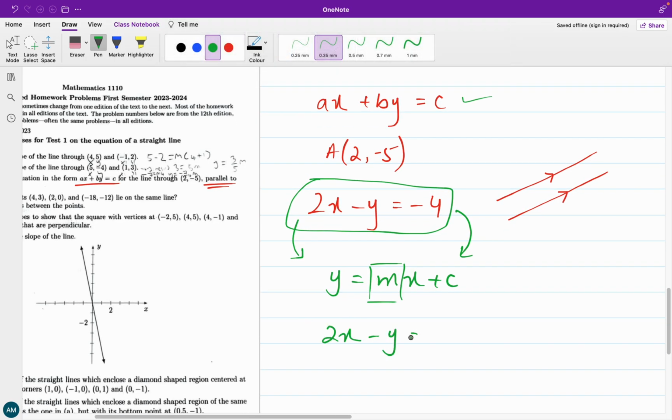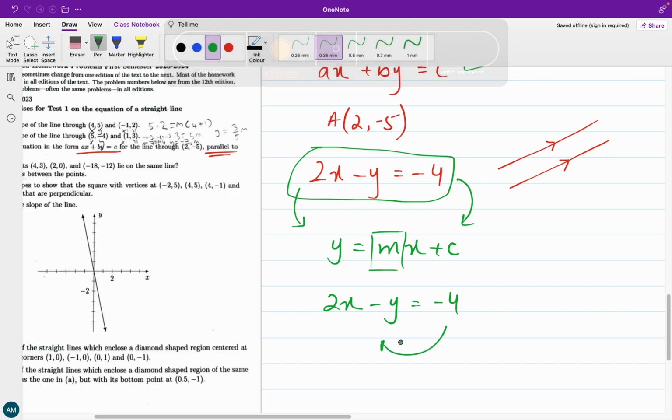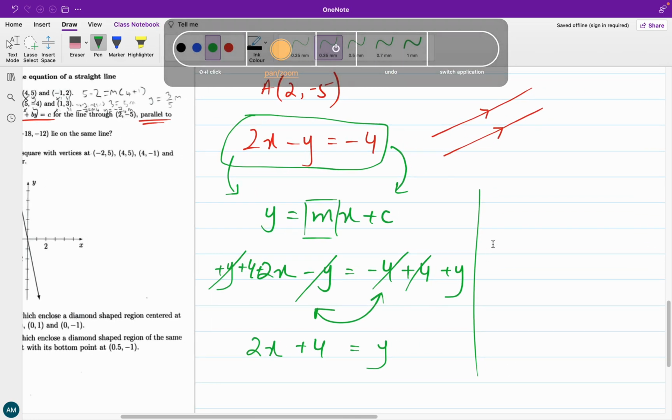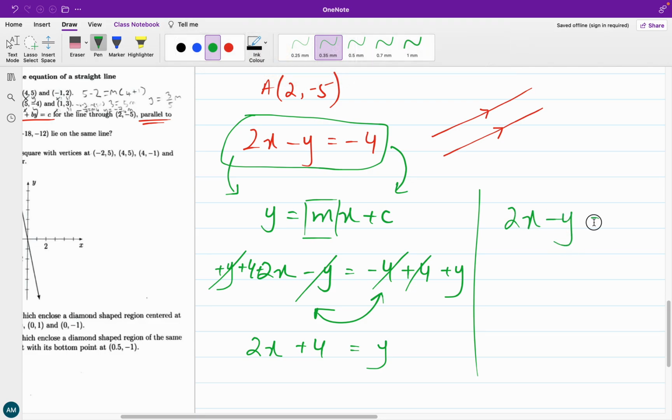So we have 2x - y = -4. I'll shuffle this: add 4 on both sides, and add y on both sides as well. Yeah, so this cancels out, this cancels out. What am I left with? I am left with 2x + 4 = y. Or very simply, no need to go into this. The equation was 2x - y = -4, right? So bring y to the other side and bring the -4 to the left side.